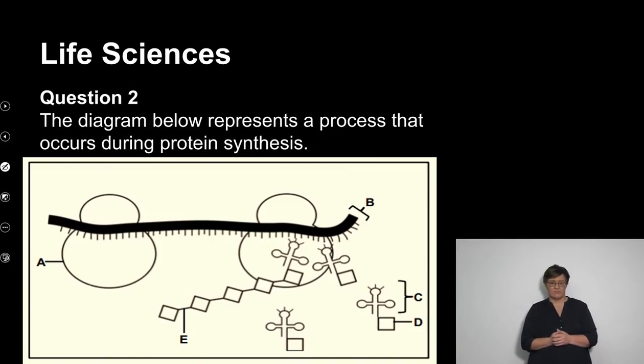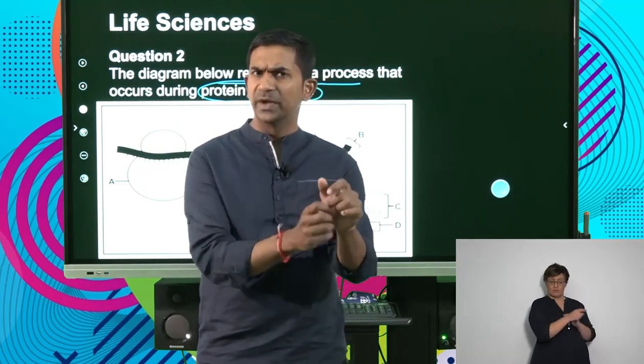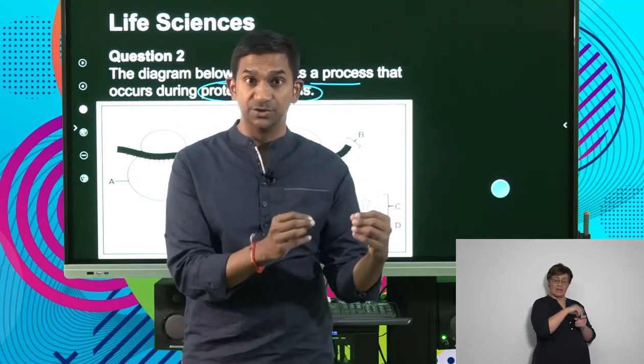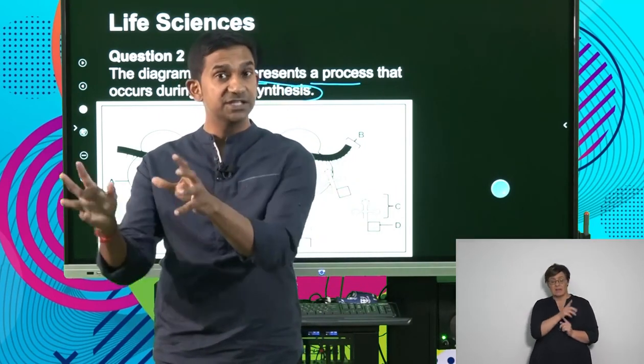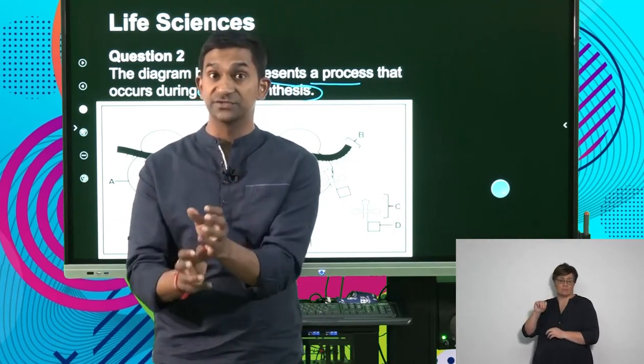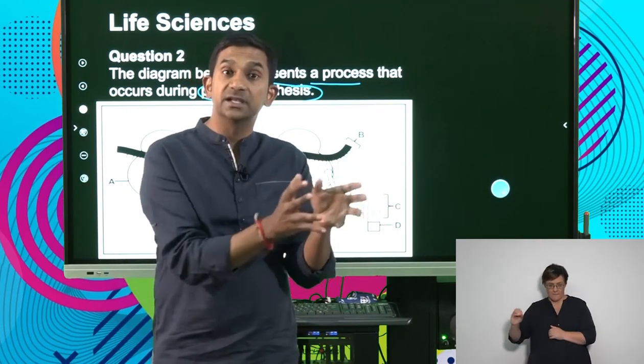Okay, so let's move on to the next question and apply some of our understanding further to this process of protein synthesis. The diagram below represents a process that occurs during protein synthesis. Remember, as I mentioned, protein synthesis happens in two parts. The first part is transcription, where in the nucleus an mRNA is produced. A transcript of the gene is produced as mRNA. That then moves into the cytoplasm, where the process of translation occurs, which is putting together a chain of amino acids with information that comes from the mRNA.